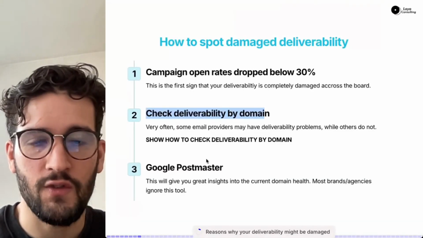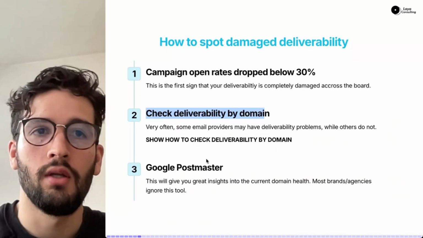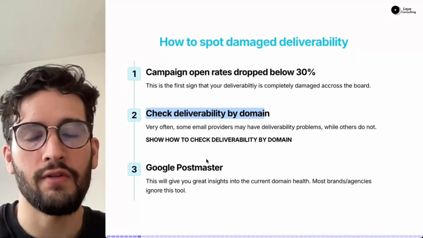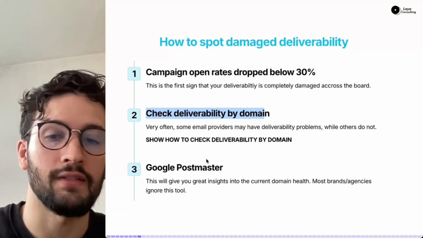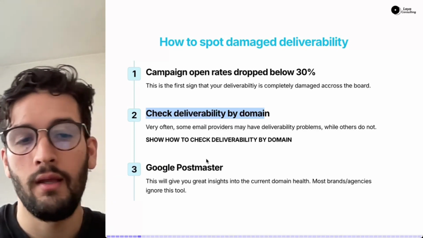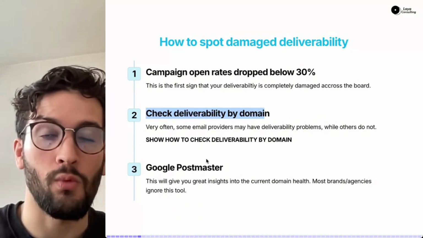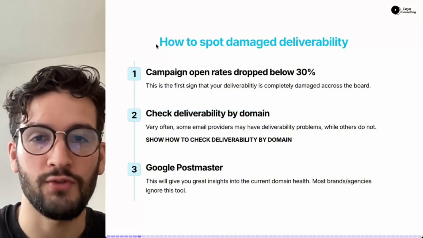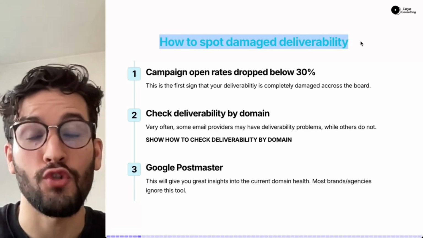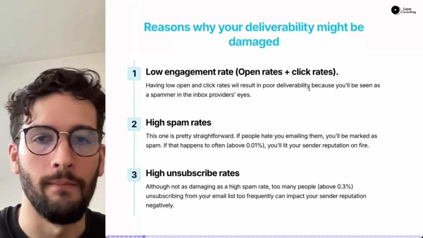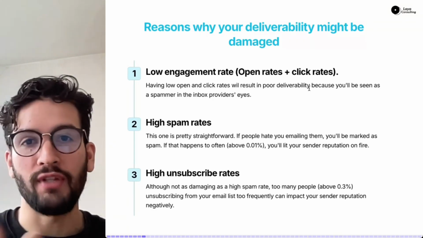The third step is, of course, Google Postmaster, which is extremely helpful, especially for Google inbox providers. You'll be able to get great insights into current domain health. Most brands and agencies completely ignore these two. I don't know why, but it is extremely helpful to spot damaged deliverability in case you have it, okay? Very important.